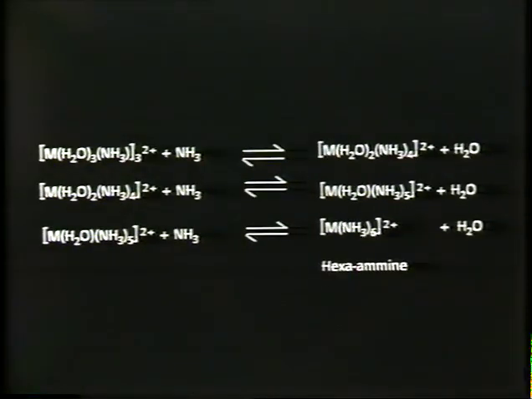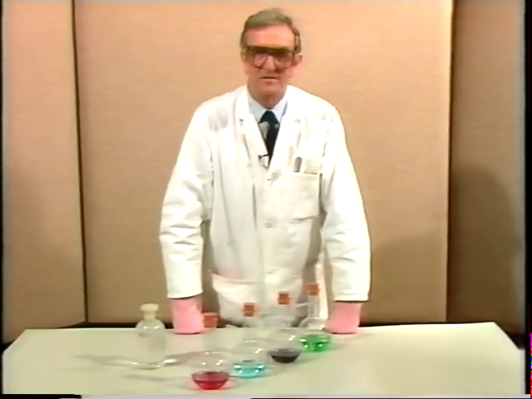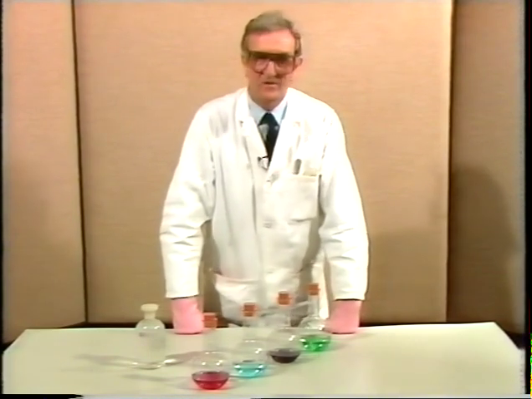And because there are 6 water molecules, there are 6 stages. So we start with a metal hexaaqua ion, and we end up with a metal hexaammine. You'll notice that when water is coordinated, we call it aqua, and when ammonia is coordinated, we call it ammine. Those reactions look very complicated, but they're really very simple. You just keep substituting one water molecule for ammonia. So let's see how those reactions proceed with 4 transition metal ions that I have in front of me.